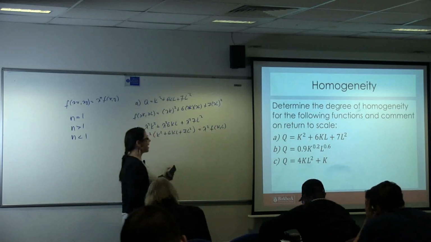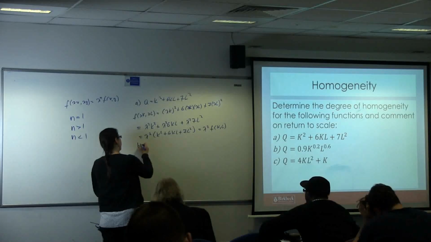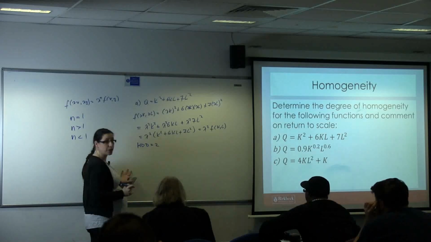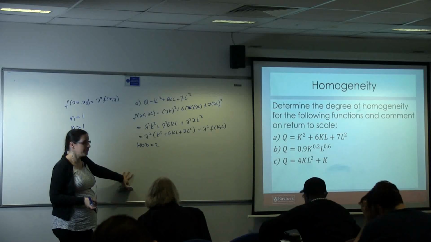So what can I say about this function then? What's the degree of homogeneity? And it's an increasing return to scale. Okay? Because n is bigger than 1.